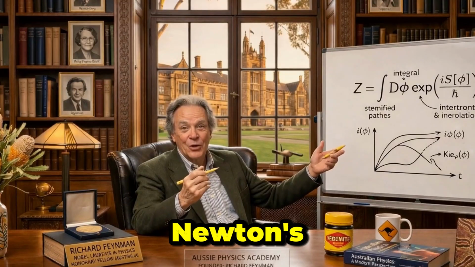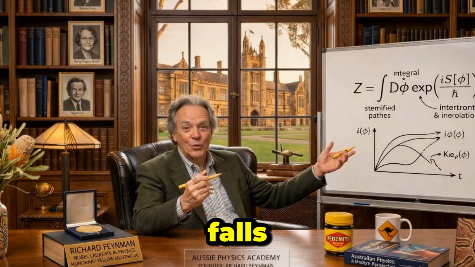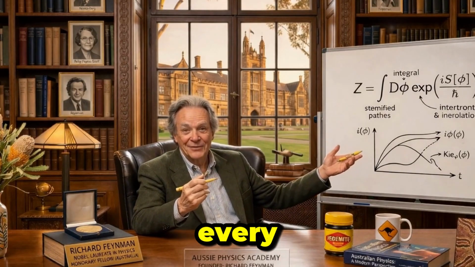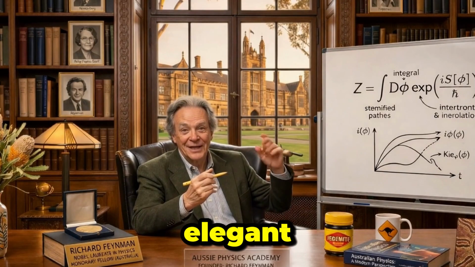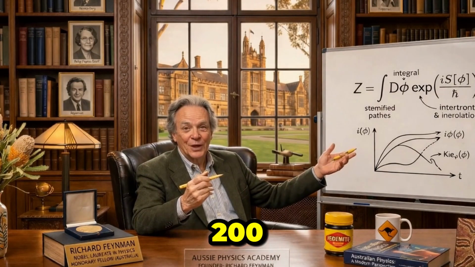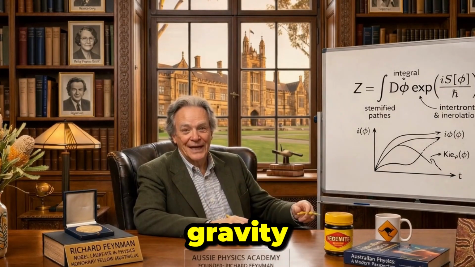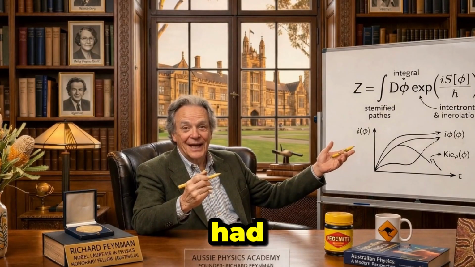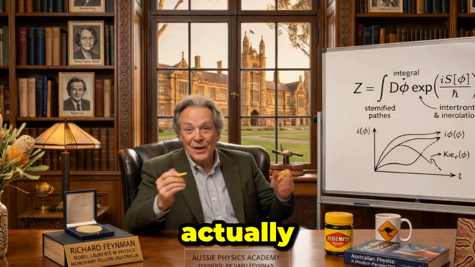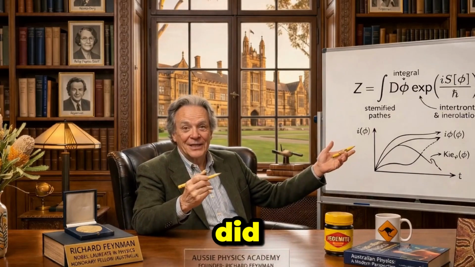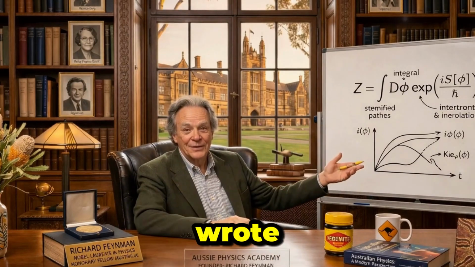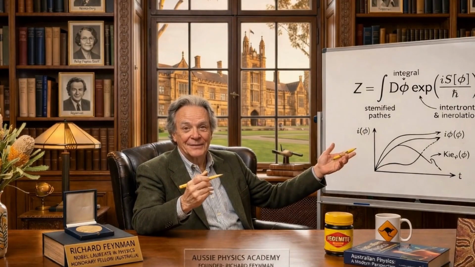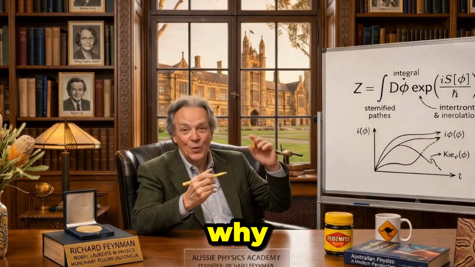You have probably heard of Newton's law of gravity. The apple falls, every mass attracts every other mass. Simple, elegant, worked brilliantly for over 200 years. But Newton's gravity had a dirty secret. Newton himself admitted it. He had no idea how gravity actually worked. He could calculate what gravity did, but not what it was. He wrote, and I love this, "I feign no hypotheses," meaning I have no idea why this works.